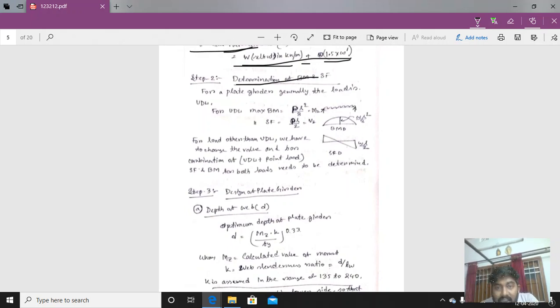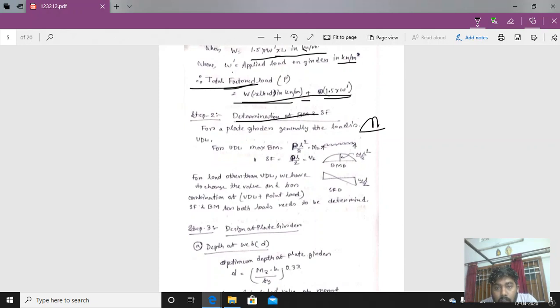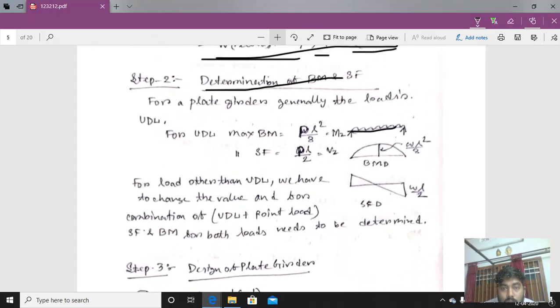If generally a UDL is acting, I have shown here also, you can see that here also, if a UDL is acting, so this is the bending moment diagram and this is the shear force diagram that I have told you also. The maximum bending moment for a UDL for a simply supported beam is WL square by 8, and the shear force for a normal simply supported beam with UDL at the end is WL by 2. I think you are in the third year of BTech, so you should know how to calculate the bending moment and shear force.